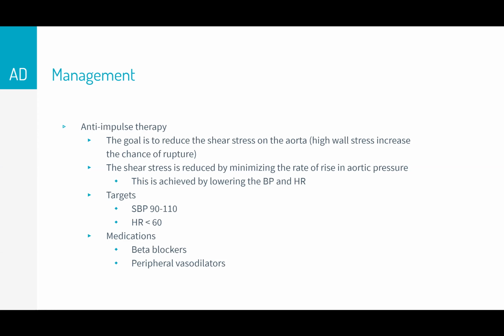For the anti-impulse therapy, the goal is to reduce the shear stress on the aorta, because high wall stress increases the chance of rupture. The shear stress is reduced by minimizing the rate of rise in aortic pressure, and this is done by lowering the blood pressure and heart rate. Usually the target for systolic blood pressure is between 90 to 110, sometimes between 80 and 100, and the heart rate 60 or lower. The two classes of medication that are usually used are beta blockers and peripheral vasodilators.